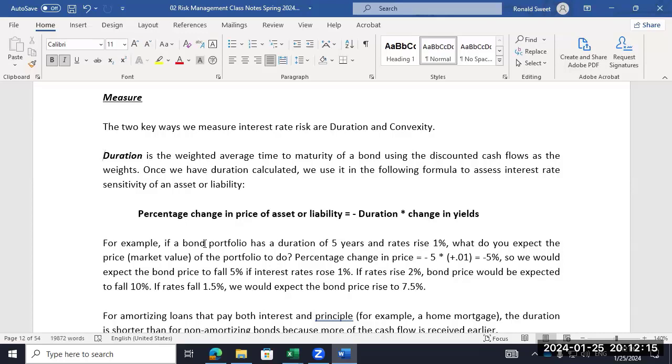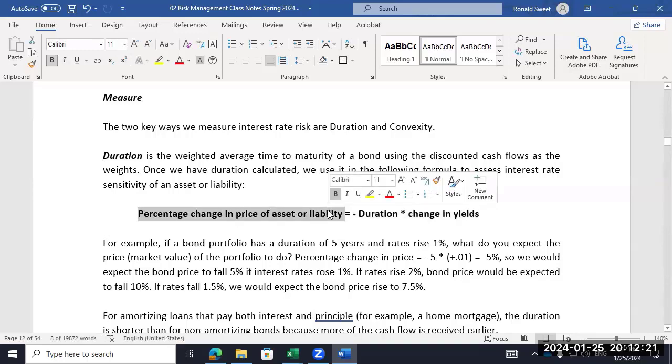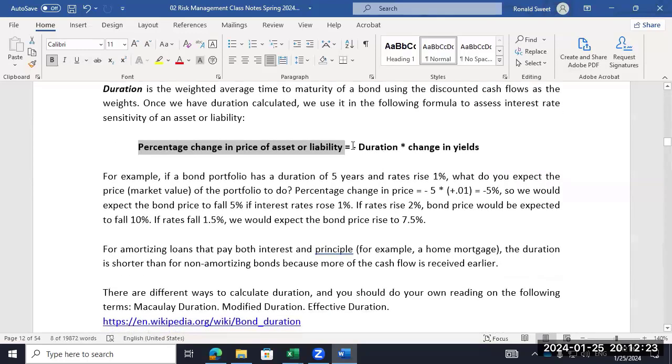And what duration does is give us an estimate of how sensitive something is to changes in interest rates through the formula minus duration times the change in yield. That's not the formula for duration. That's how you apply duration. Figure out how sensitive something is. So if something has a long duration, like 10 years, it's going to be much more sensitive than if something has a short duration, like 1 year.